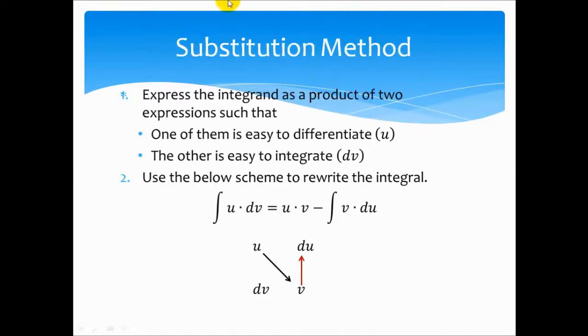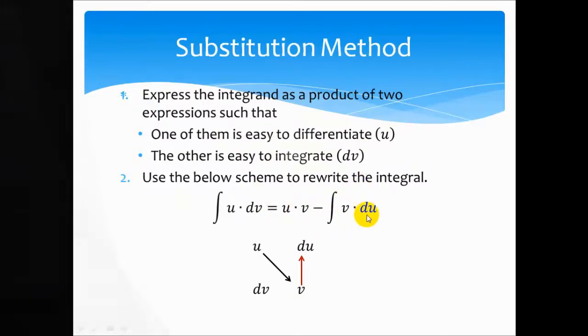So, in the substitution method, we express the integrand as a product of two expressions such that one of them is easy to differentiate, which is u, and the other is easy to integrate, which is dv. So, use the below scheme to rewrite the integral. The integral u times dv is equal to u times v minus integral v times du.